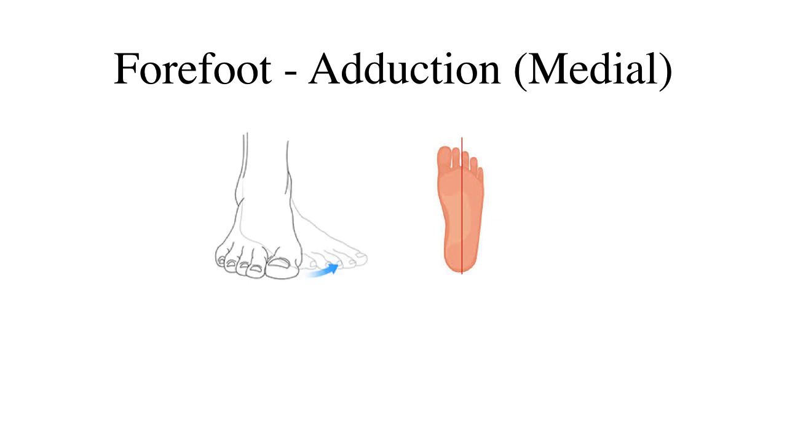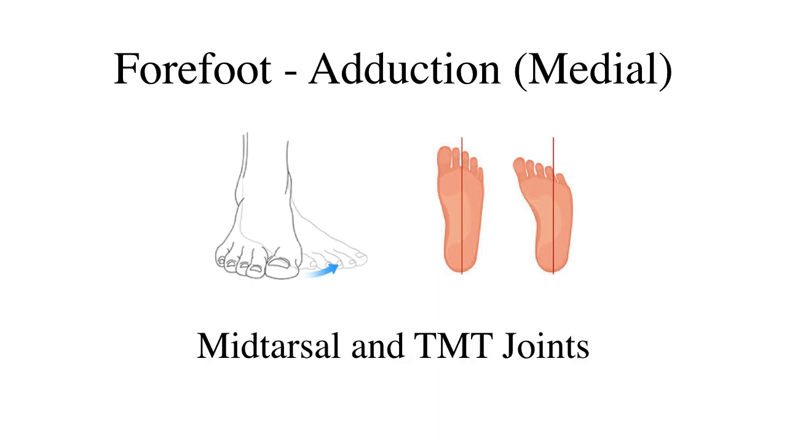So when the foot moves medially, it is called forefoot adduction. When you draw a straight line along the sole of the foot, it bisects the foot. When this part of the forefoot moves medially, it is called forefoot adduction, which is commonly seen in most of the deformities. And this forefoot adduction occurs in the mid-tarsal joint and the tarso-metatarsal joints.